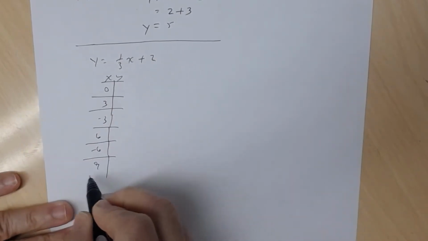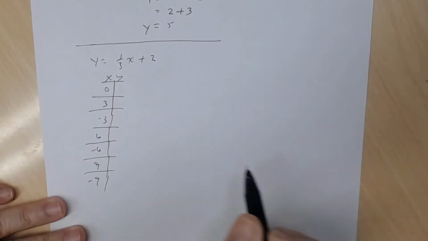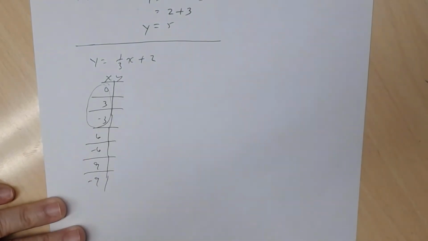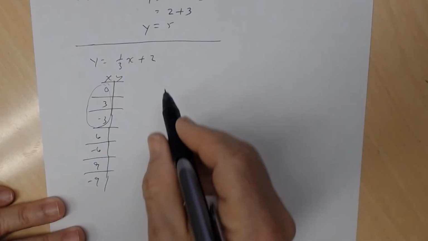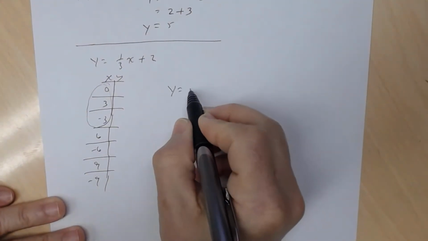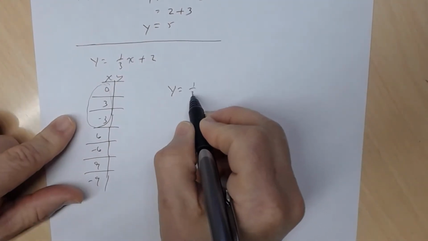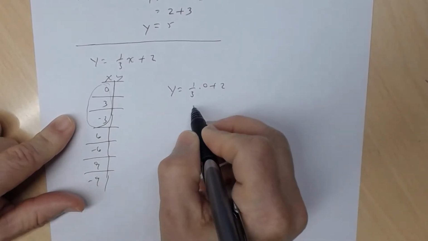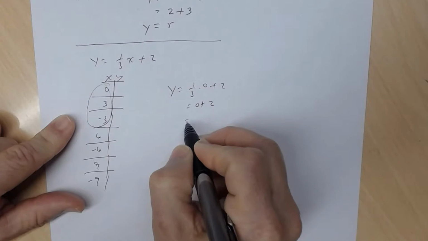9, negative 9, and so on. All right, but we don't need all of this. We just need at least 2 points. Okay, so if x is 0, I get y equals 1/3 times 0 plus 2. 1/3 times 0 is 0. 0 plus 2 is 2.